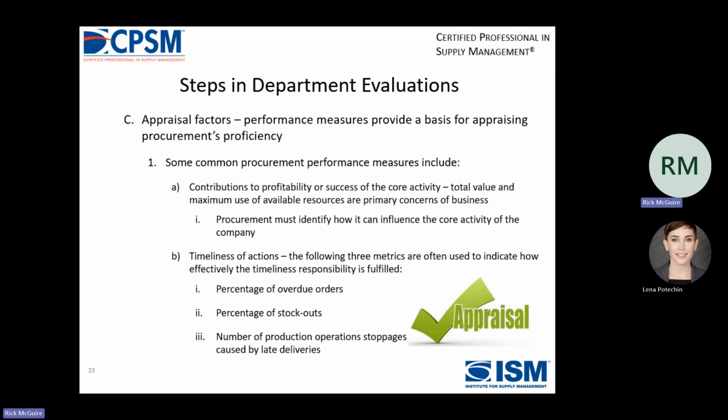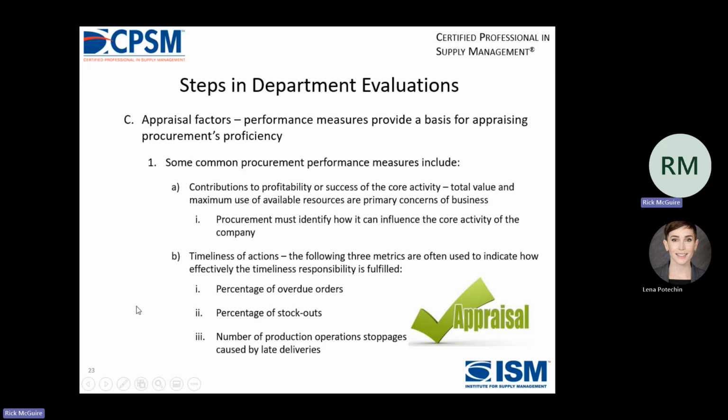Once you've got your criteria, then you look at your appraisal factors. Performance measures provide a basis for appraising procurement's proficiency. So some common procurement performance measures include things like contributions to profitability or success of the core activity. I wouldn't call that common, but okay. Total value and maximum use of available resources are primary concerns of business. So procurement must identify how it can influence the core activity of the company.